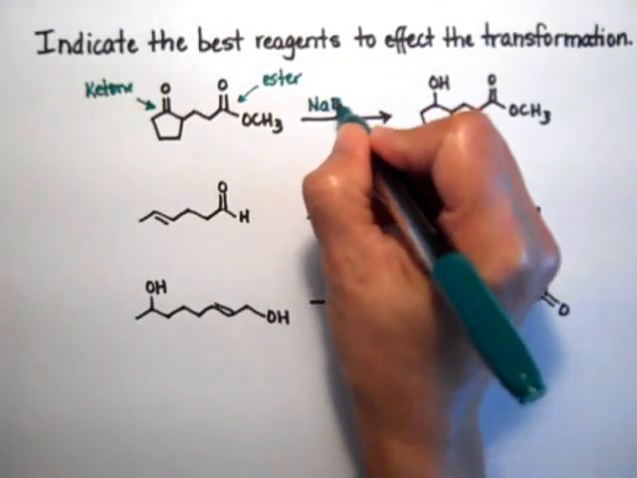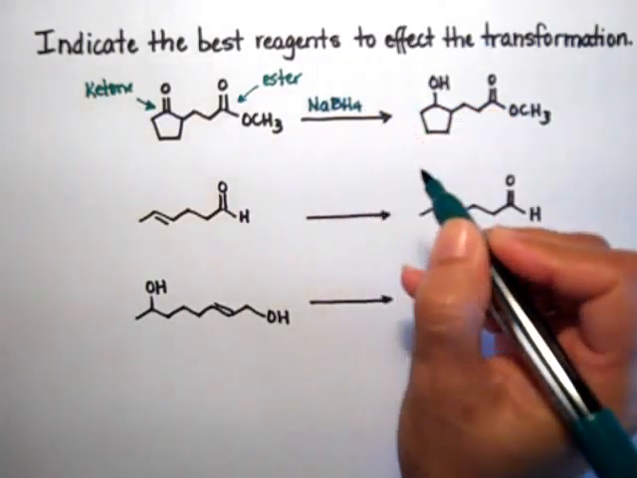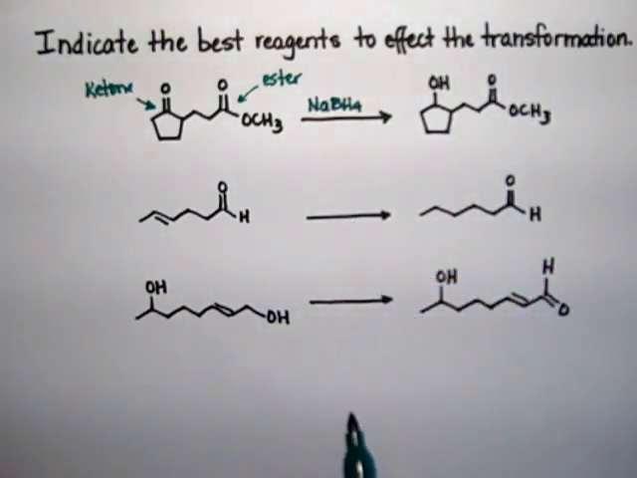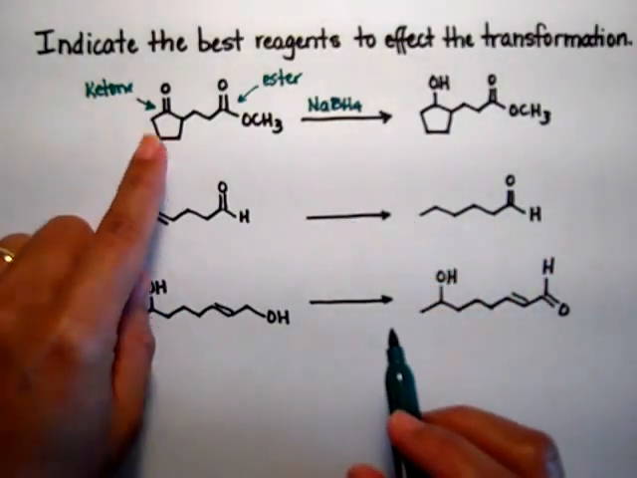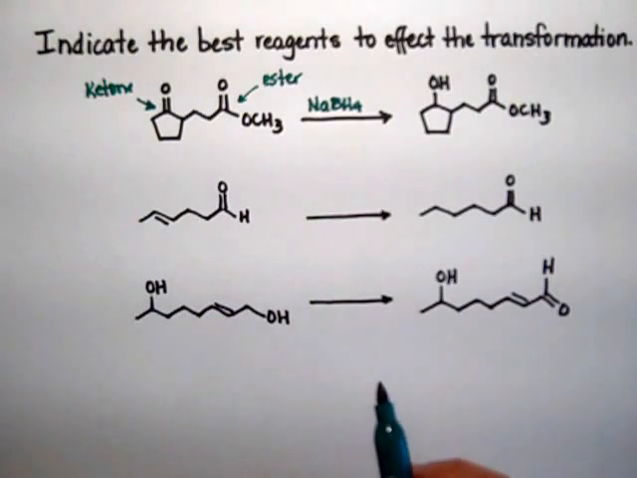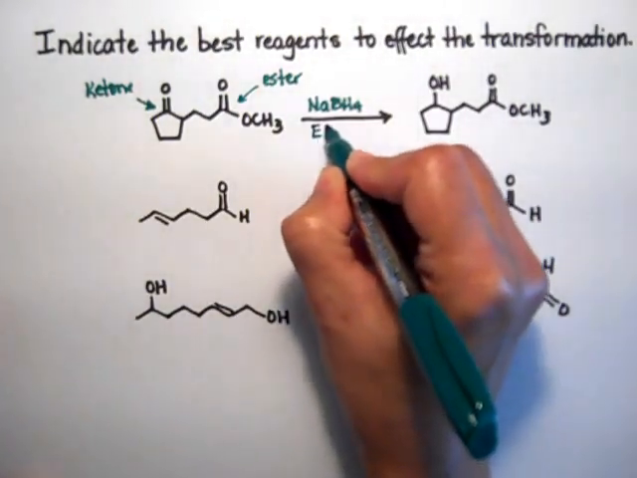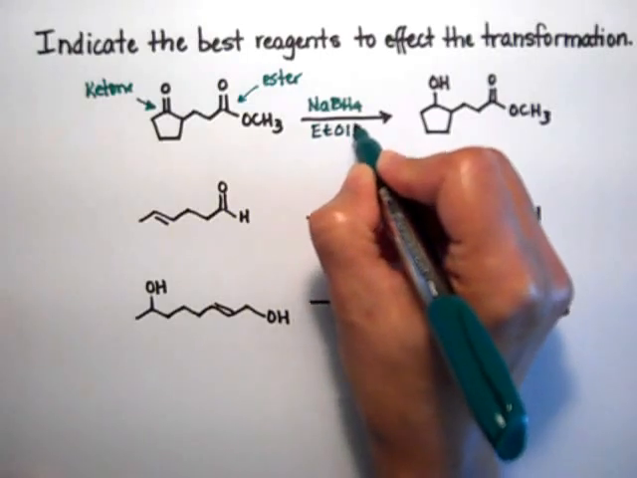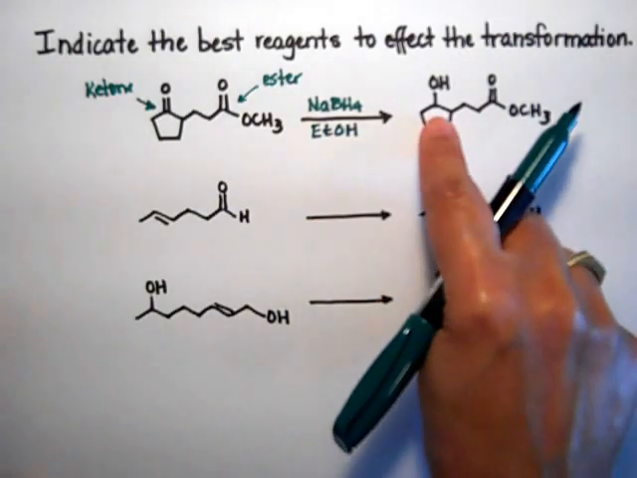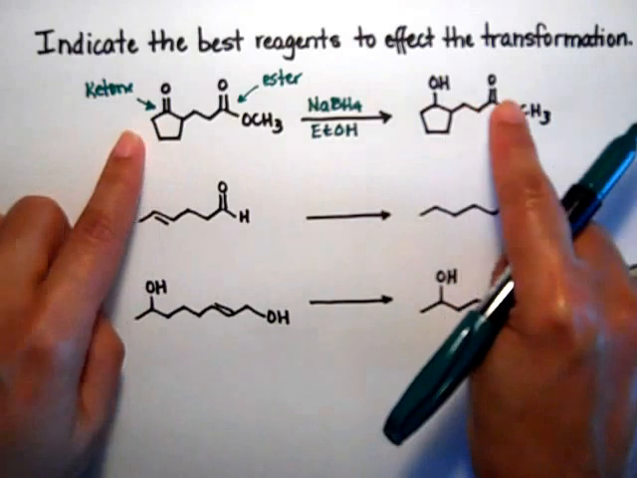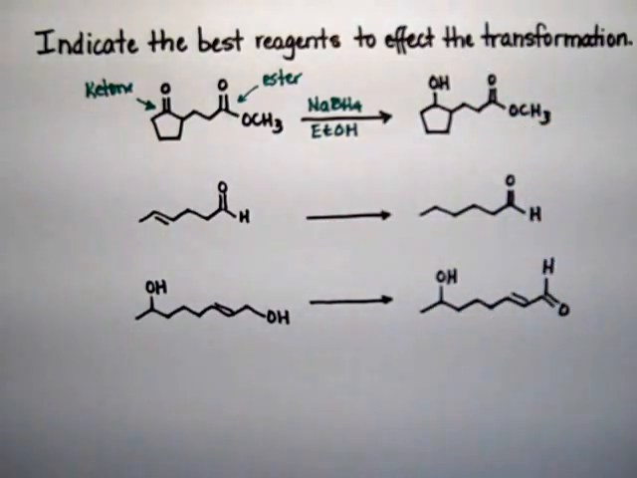Sodium borohydride is easier to use than lithium aluminum hydride, but lithium aluminum hydride can actually reduce both because it's a very strong reducing agent. Sodium borohydride is more selective and it can only do ketones and aldehydes. So this reaction will go just for the ketone. It will leave the ester alone.